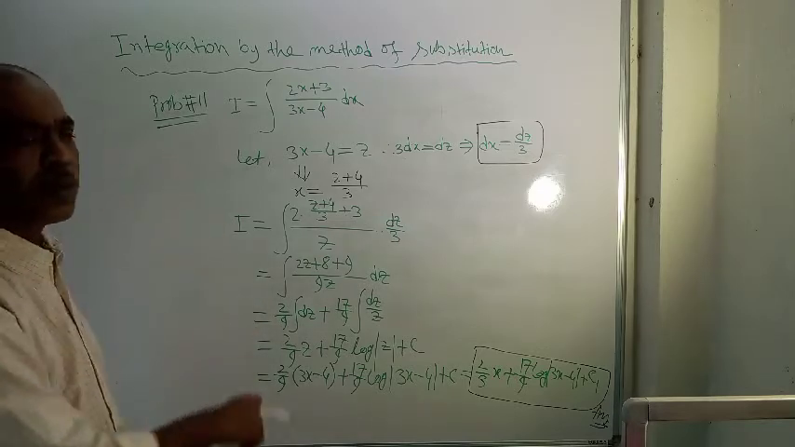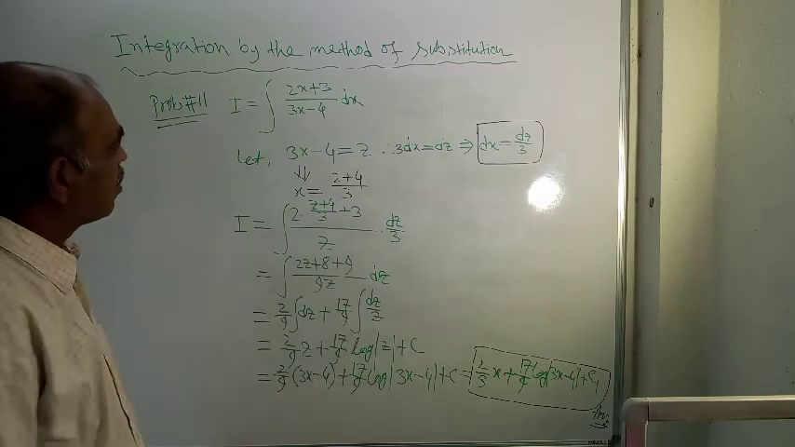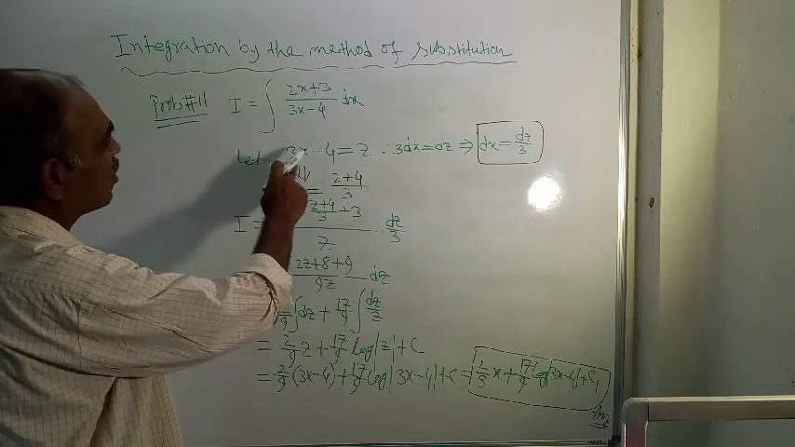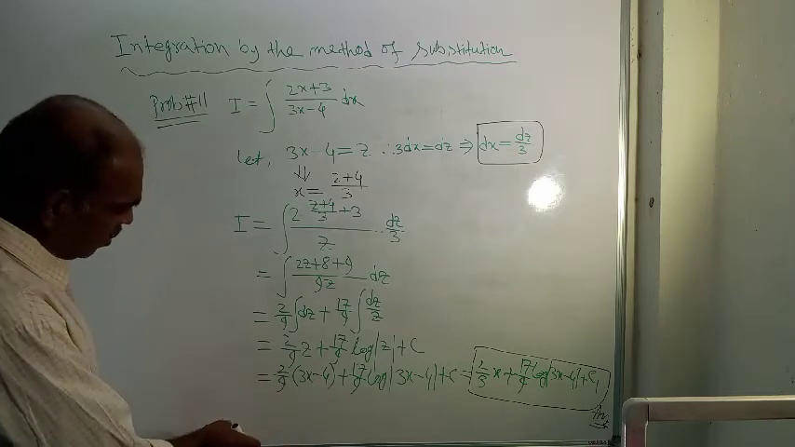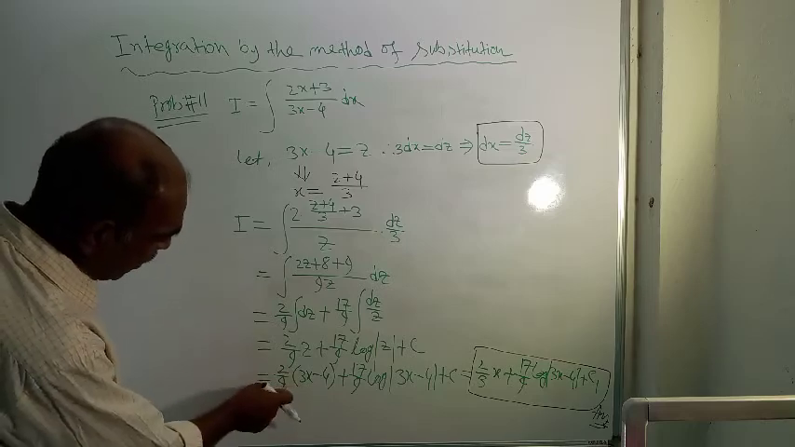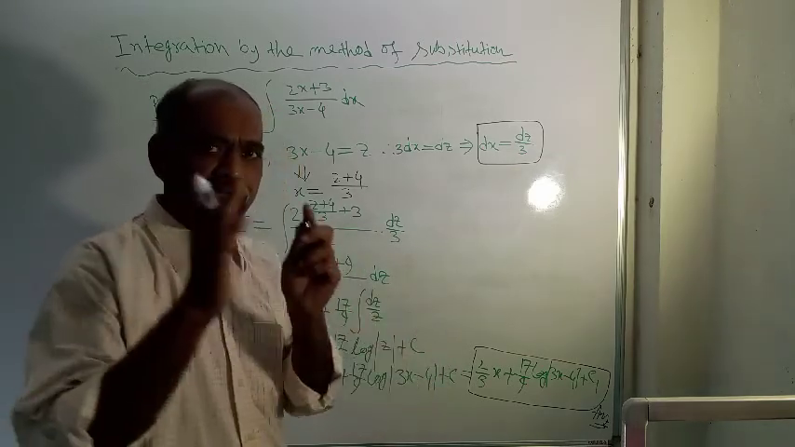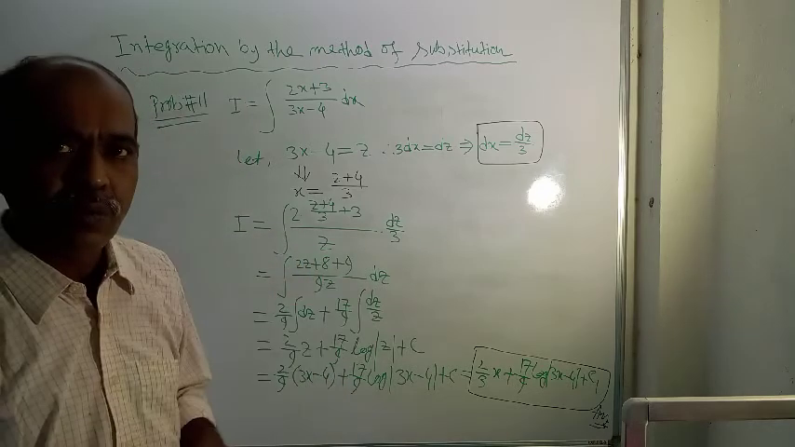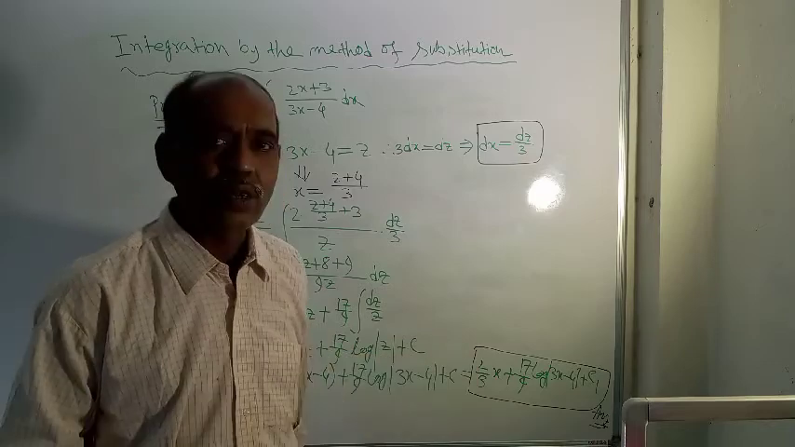So this was problem number 11. Expression was this, 2x plus 3 by 3x minus 4. Substitute was this one, 3x minus 4 is equal to z. And here we have done that 2 by 9 into minus 4, this is a constant quantity. So constant plus c makes another constant, and that constant has been denoted by c1. So this is the end of the problem.